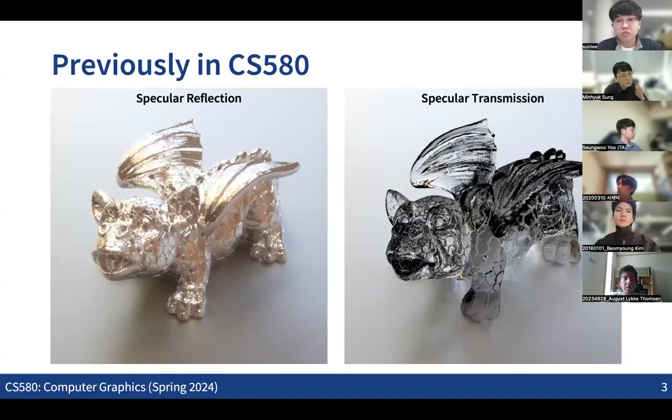Okay, so welcome back to CS580. Last time we were discussing some of the ideas about the reflection models, with slightly more details about the BRDF, and also how we incorporate not only the reflection but also the transmission of the light as well.